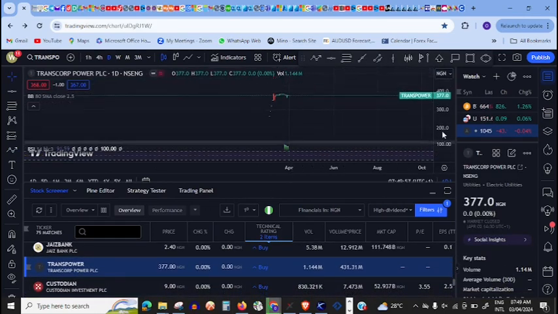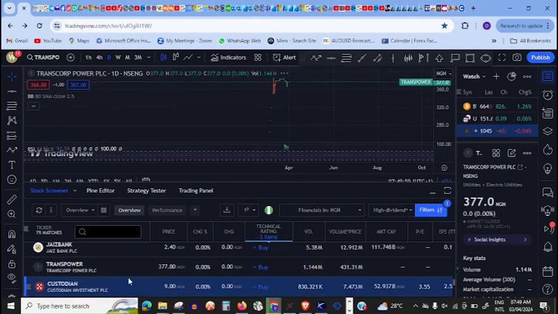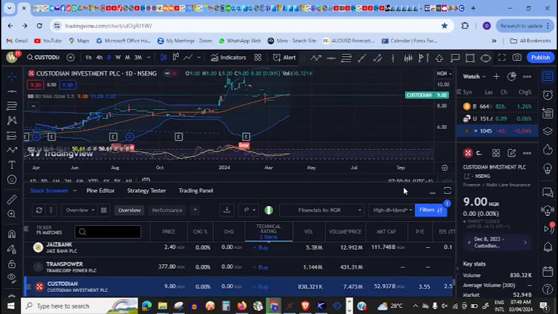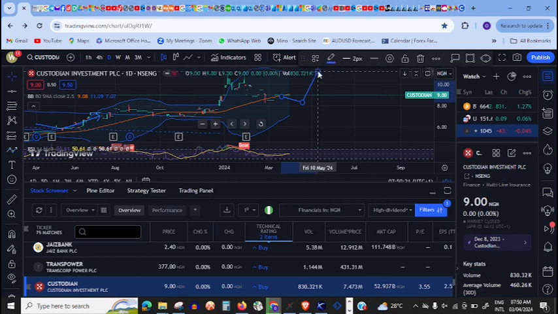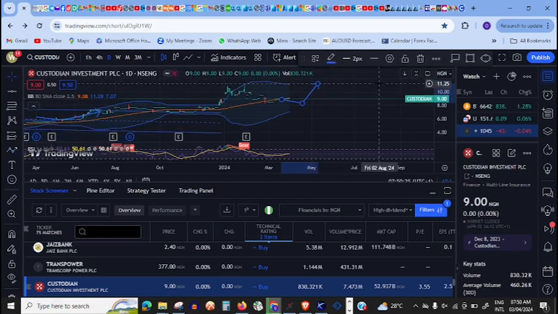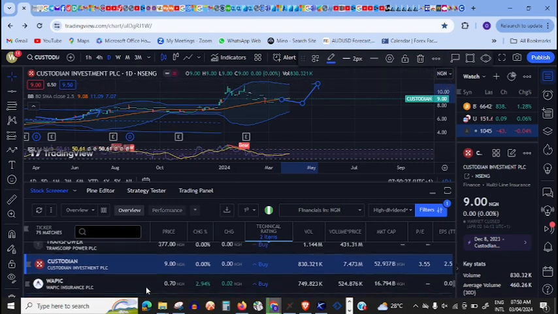Not enough data to analyze this. Okay, for Custodian Investment, this is a good entry. I can get it at 8 naira 30 kobo, take it to that level of 11 naira 25 kobo.